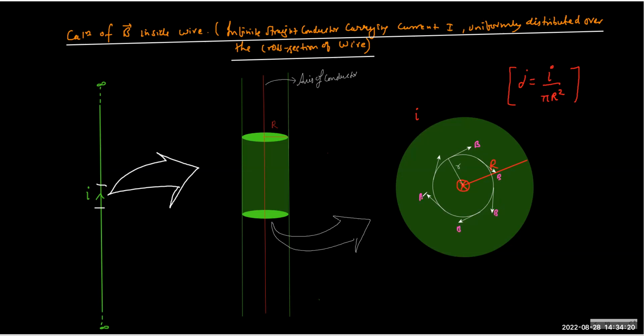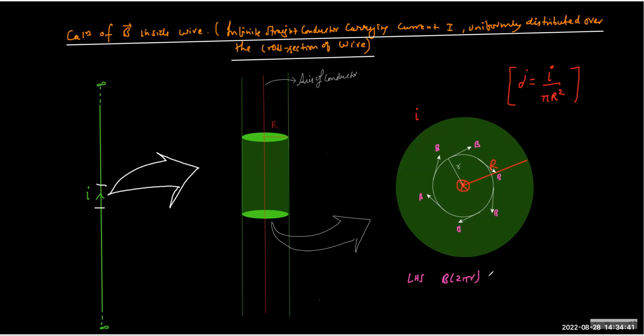So B will be along the circular loop itself. If you write B dot dl, the LHS part, it is again B into 2 pi r only. So the LHS you can directly write as B into 2 pi r, no need to do integration. It's B 2 pi r, right?